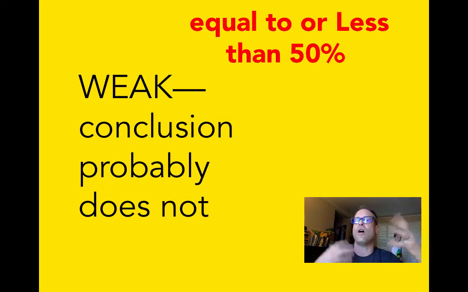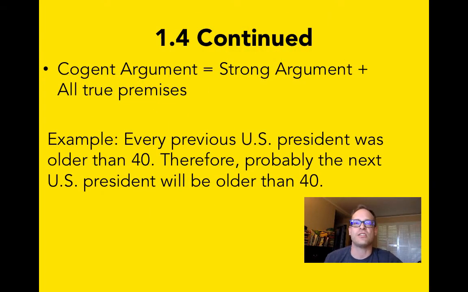That's in contrast to a weak argument where the premises don't make the conclusion probable. The conclusion probably doesn't follow from the premises. So let me give you an example. Every previous U.S. president was older than 40. Therefore, probably the next U.S. president will be older than 40. All right. Now, notice that our premise here is every previous U.S. president was older than 40. Okay. That definitely makes it more likely than not that the next U.S. president will also be older than 40. So this is a strong argument, right? The premises make the conclusion more than 50% probable.